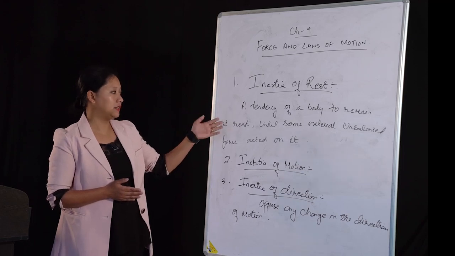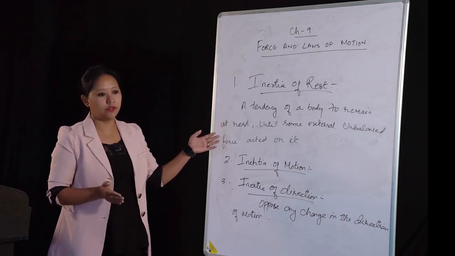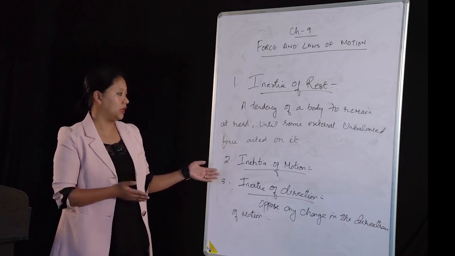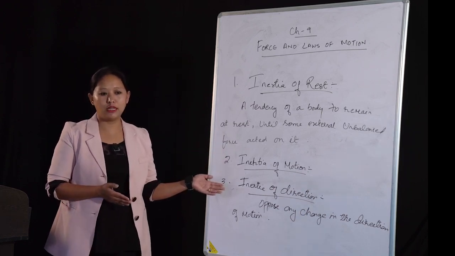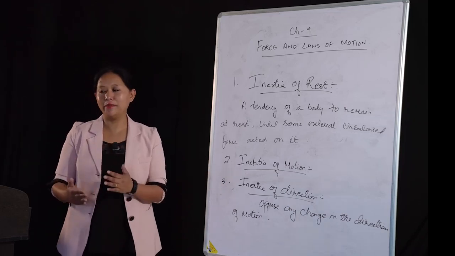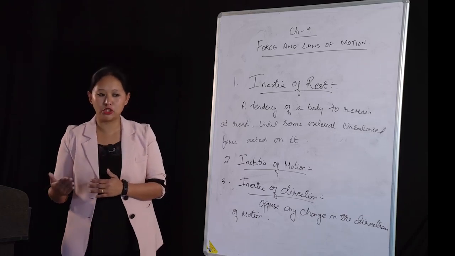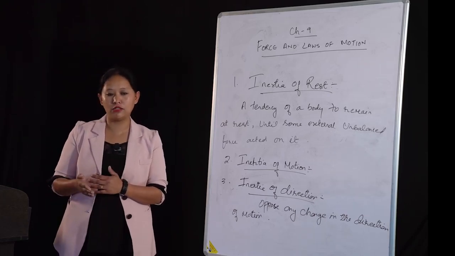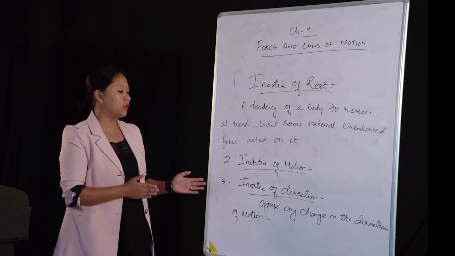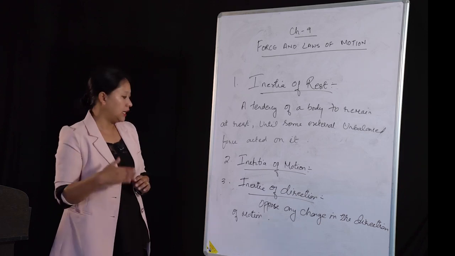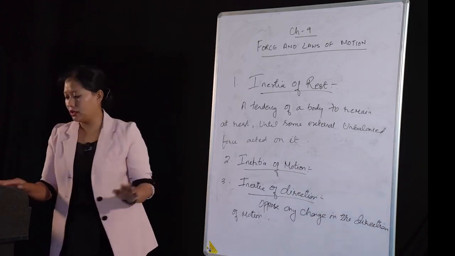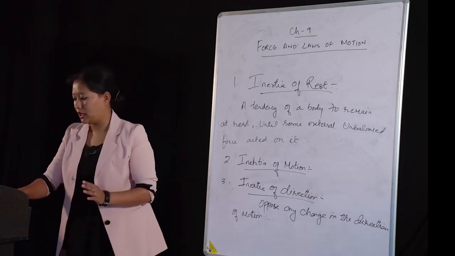Inertia of rest is the tendency of a body to remain in its state of rest until some external unbalanced force acts on it. Inertia of motion is the tendency of an object to continue in a state of motion until some external unbalanced force is applied on it. And inertia of direction is the tendency of a body to oppose any change in the direction of motion. So this is all about Newton's first law of motion.